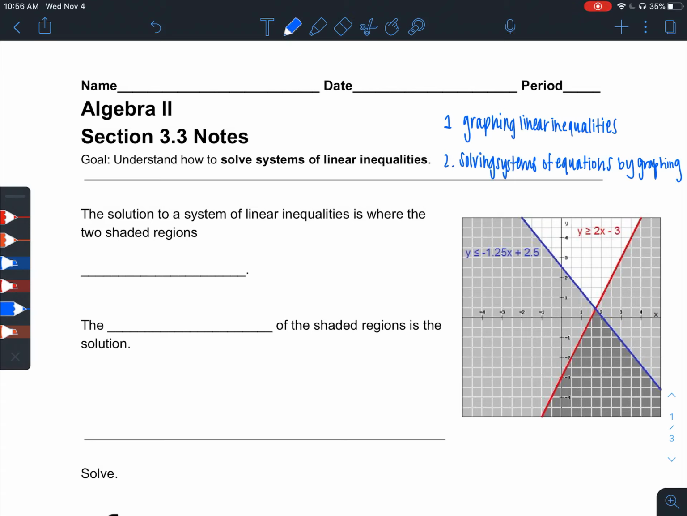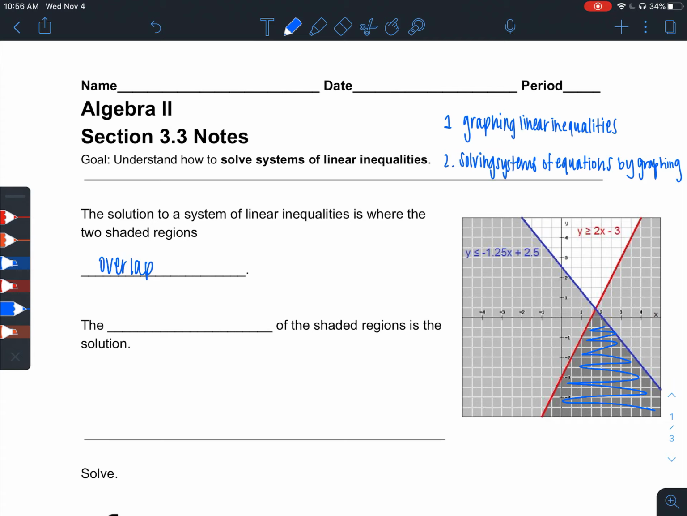Today we're talking about solving systems of linear inequalities, and it's combining two ideas that we've learned recently: graphing linear inequalities and solving systems of equations by graphing. So what you do is you graph both of the linear inequalities, and then the place where it's shaded in both regions is where the solution is. The solution to a system of linear inequalities is where the two shaded regions overlap.